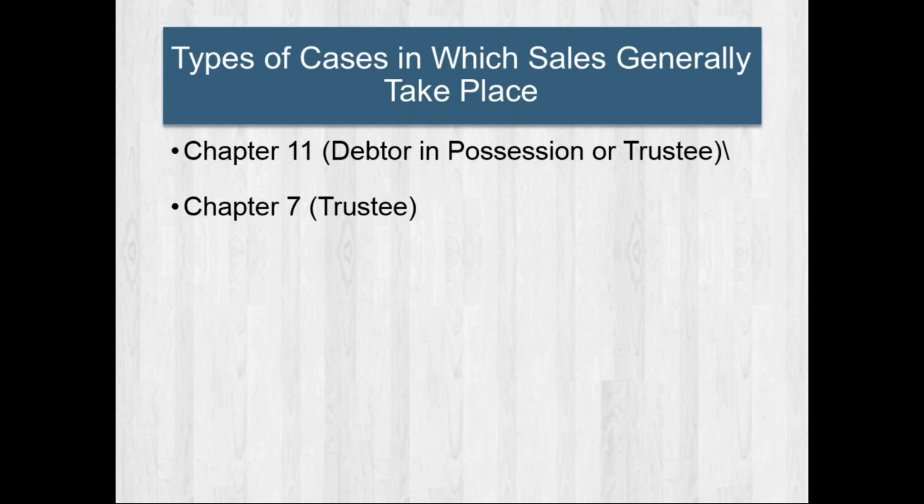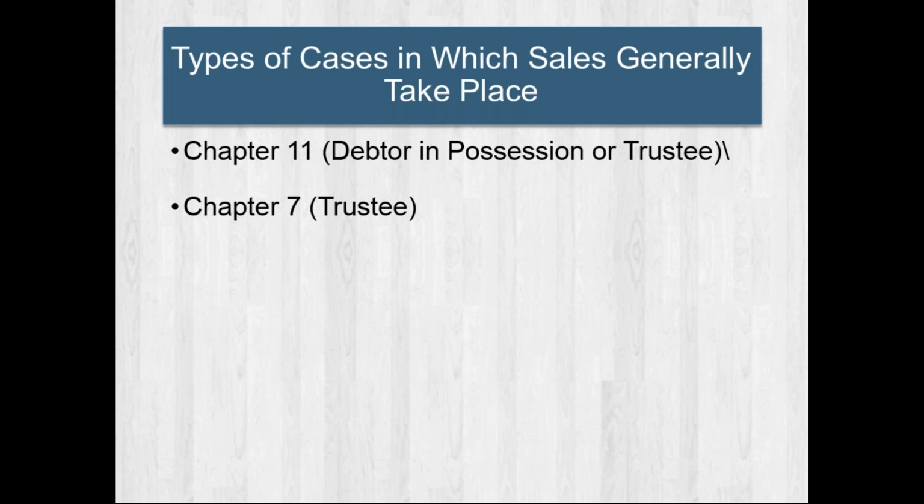In Chapter 11, the general rule, obviously, is a debtor in possession is the person that is in charge, or the fiduciary for the bankruptcy estate, and that debtor in possession is generally management of the debtor that existed prior to the filing. Under certain circumstances, however, a trustee can be appointed, and so we will either have a debtor in possession or trustee that would be looking to liquidate assets in a Chapter 11 case.